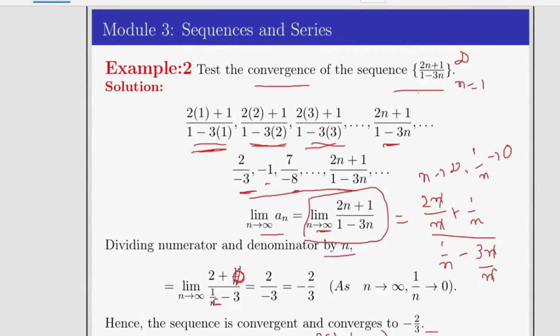100th term: now here put n equal to 100. So what we get? 200 plus 1, 201, and 1 minus 300, 299. So the 100th term is 201 upon 299. So what we get? This is 0.67. Okay, and so on. So here observe that first the value is -0.6. Then again the value is decreasing. Then again the value is increasing.